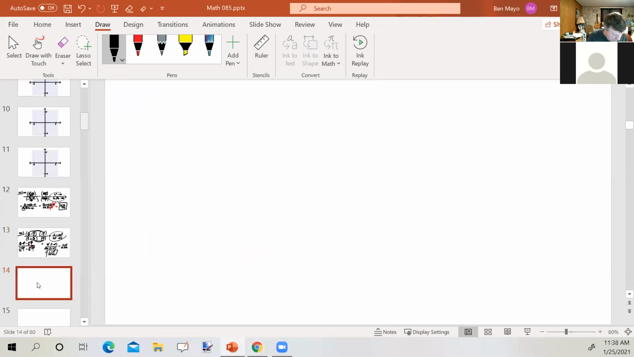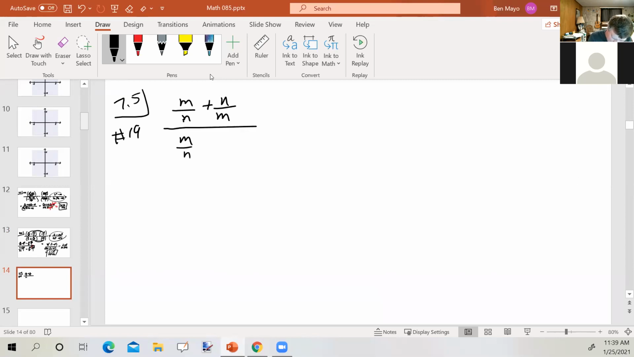Okay. We're still in section 7.5, and this is problem number 19. Simplify the complex fraction by using the LCD. So we're doing the same thing here. Let's see if I can redeem myself. So we've got m over n plus n over m, all of that in the numerator, m over n minus n over m in the denominator.